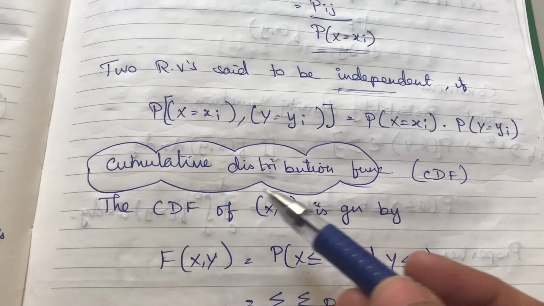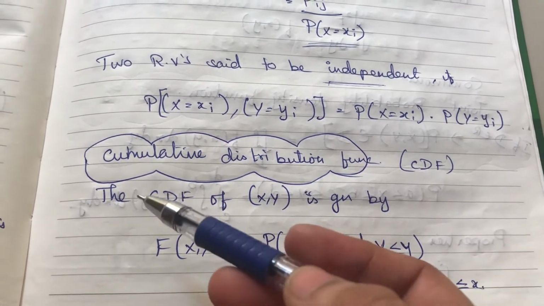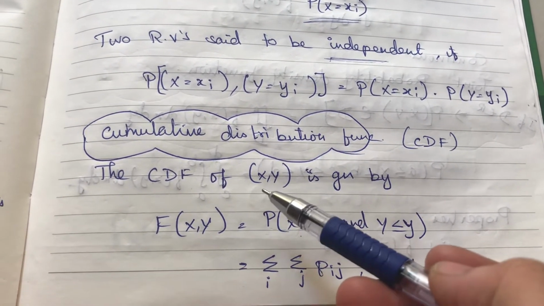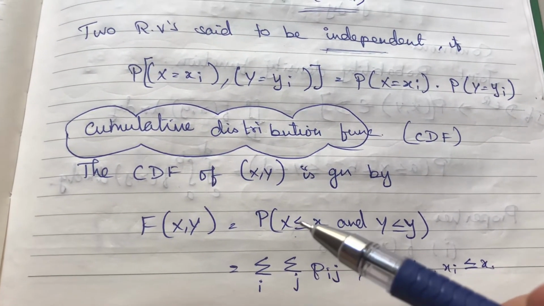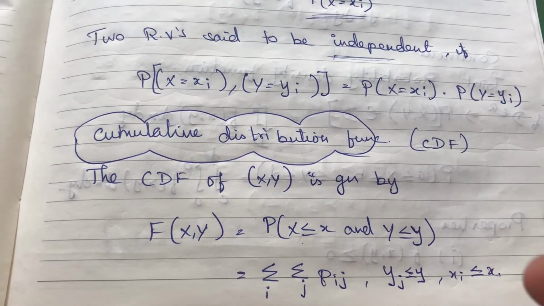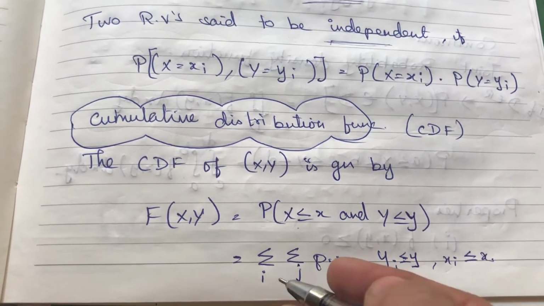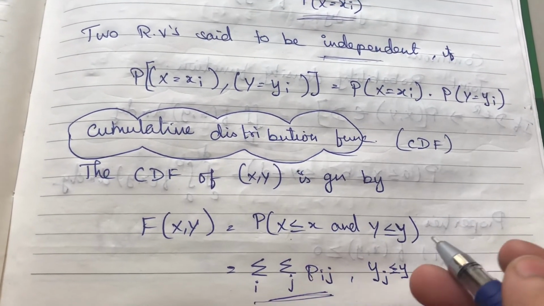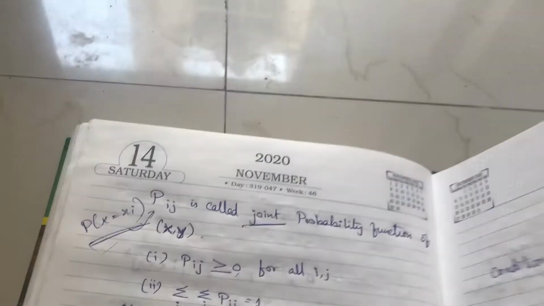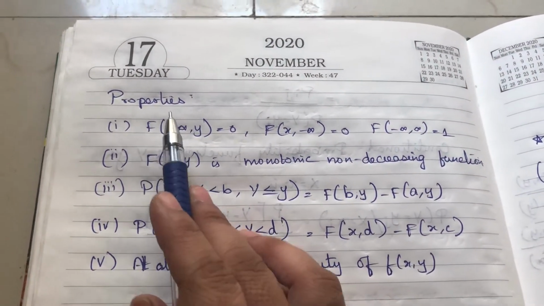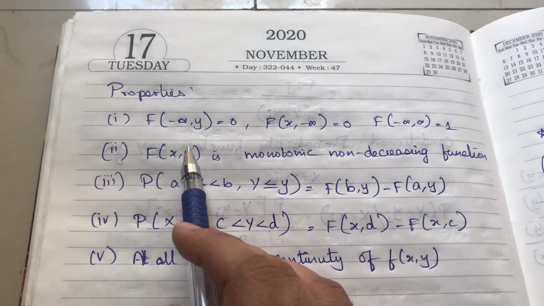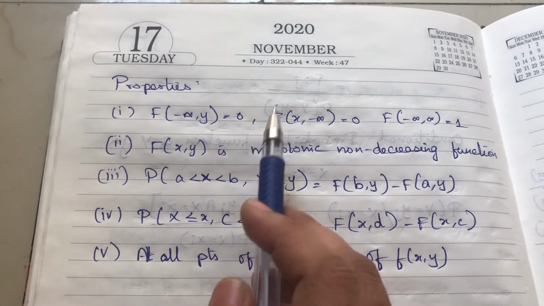Okay, so cumulative distribution function. The cumulative distribution function f of x y will be given by the formula here. X should be less than or equal to x and Y should be less than or equal to y. So we can write like this one, double summation over i and j, right? And then there come some properties actually. Properties: f of minus infinity, y will be equal to 0.